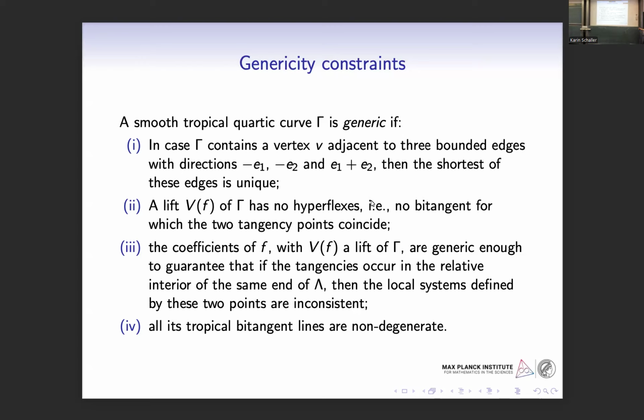And the last one, that all the tropical bitangents are non-degenerate. Well, this is also something that we want to see. We want to see an actual bitangent, a tropical line with 3 legs and a vertex. We don't want the vertex to sit at infinity so that we only see one ray. This is kind of not a tropical line. So the one condition that is kind of the most heavy in here is the first one.